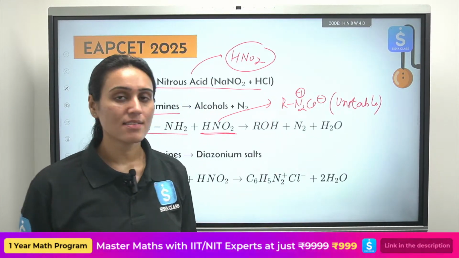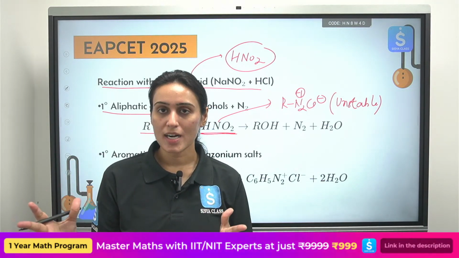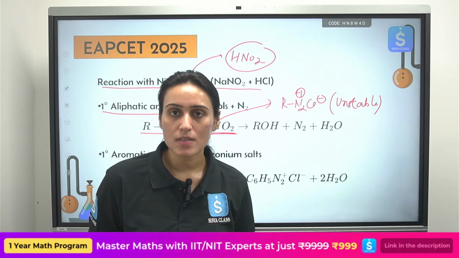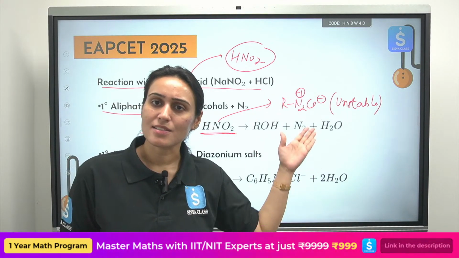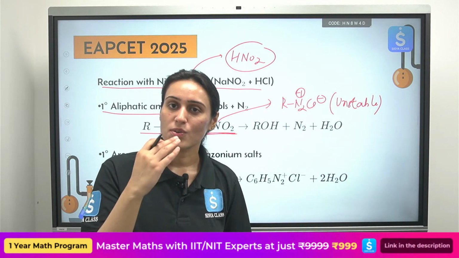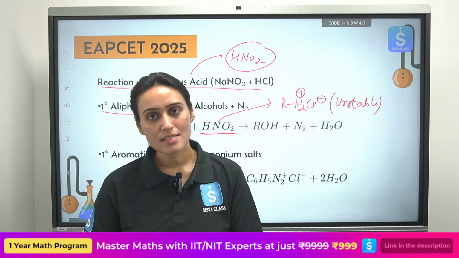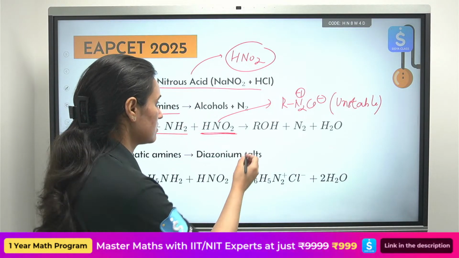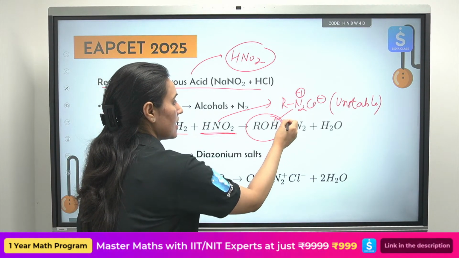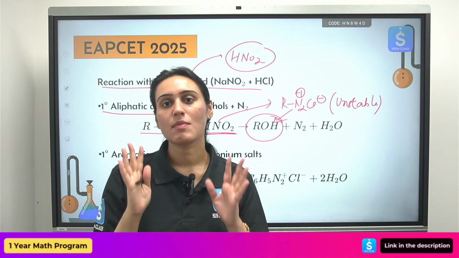Because in case of aromatic amine, that diazonium salt is stabilized by resonance with the aromatic ring. But there is no such thing in case of aliphatic amine. So here your diazonium salt is unstable. If it is unstable, it decomposes. It decomposes to give you alcohol in the end. And this question has also been asked before. So please remember this reaction.